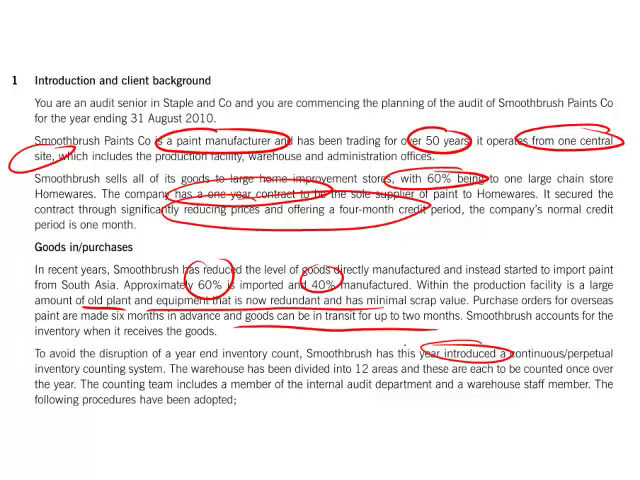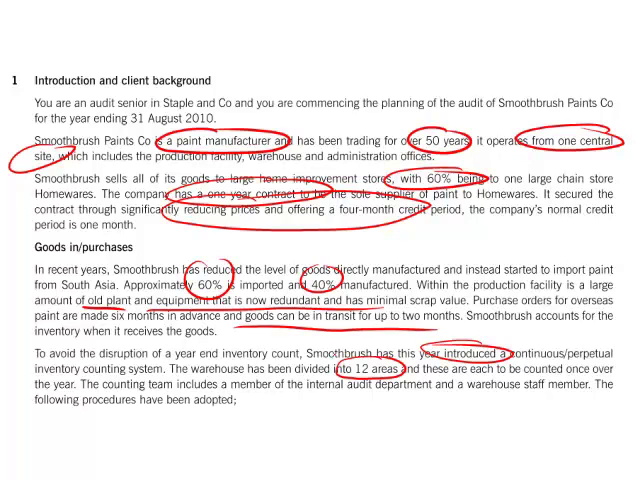The warehouse has been divided into 12 areas, and these are each counted once over the year. Now, I would have thought that in 12 areas, are they counting 1 per month? If they're counting 1 per month, then by the time that the balance sheet date comes round, it could be 10, 11 months since we actually verified that inventory, and that could be quite a long time to be relying on a book figure.